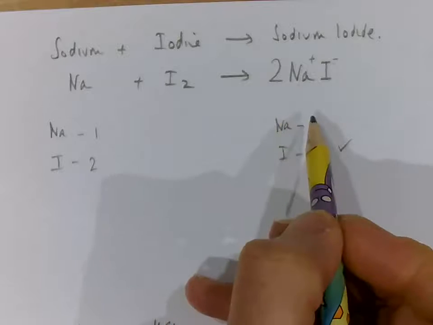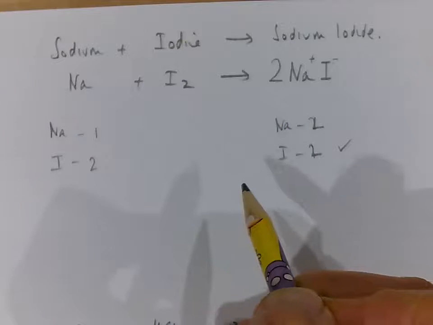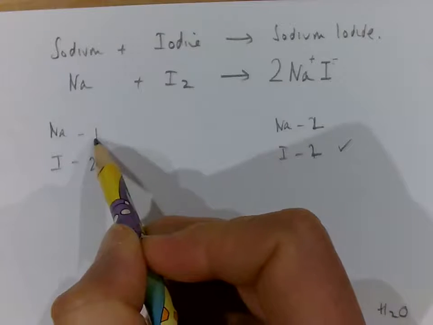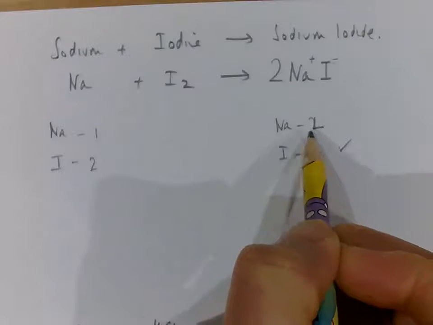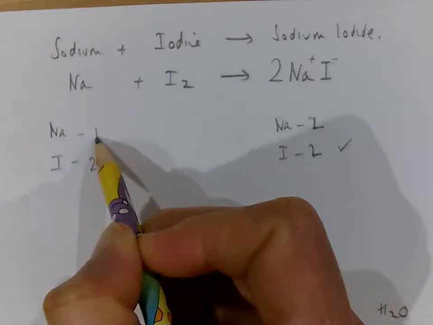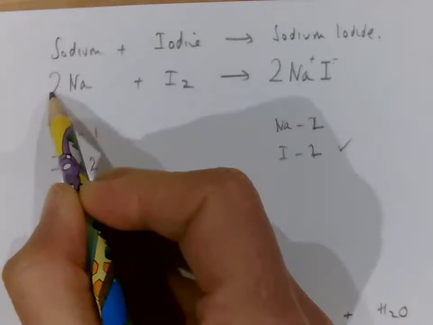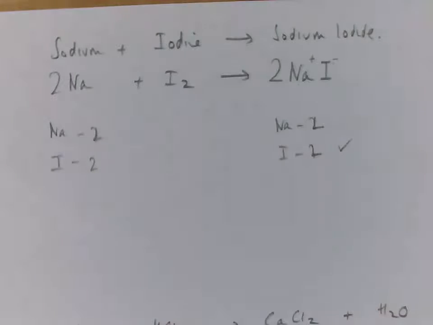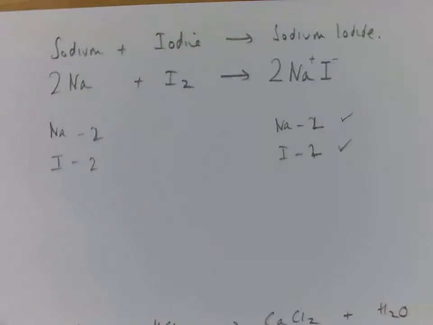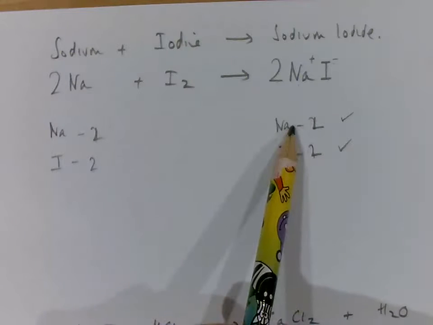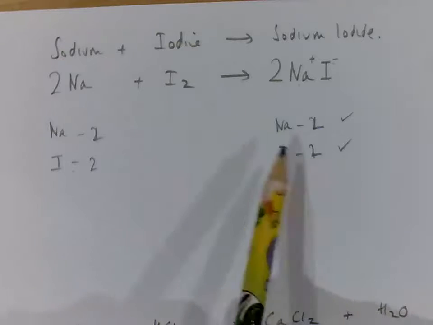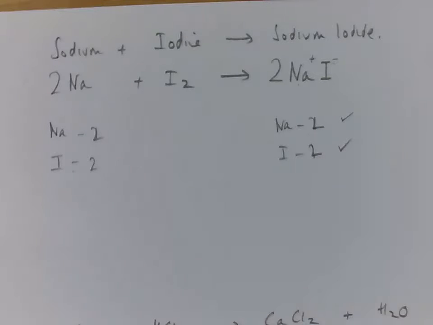However, this now changes the number of sodiums. So I've now got 2 sodiums on this side, which means I start off with 1 and I end up with 2, which doesn't follow the law of conservation of mass. So I need to have 2 on this side. So I put a big 2 in front. I now have 2 sodiums on this side. And so I'm happy. 2 sodiums on this side becoming 2 sodiums on this side, 2 iodines on this side becoming 2 iodines on this side. My equation is balanced.